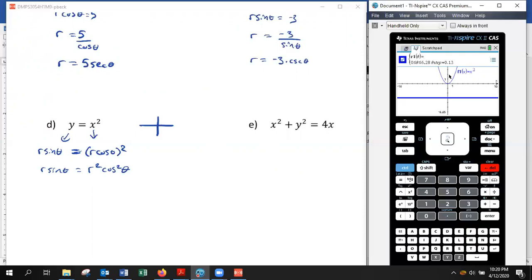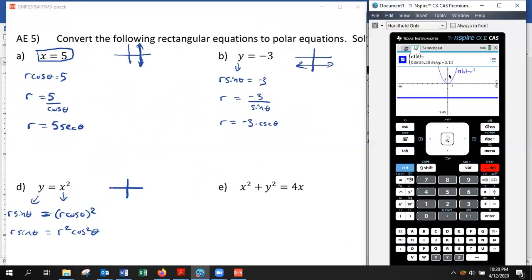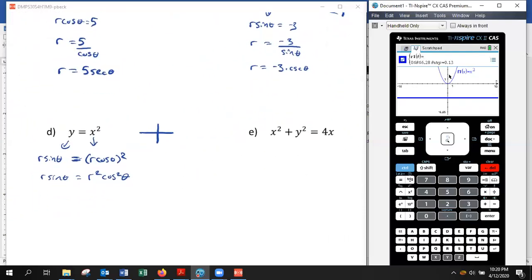Excuse me. Since I haven't encountered something like this before, what do I do? Well, the direction said solve for r where appropriate. So let's see if we can solve this for r. Notice if I divide by r, it makes life a little bit simpler. I have sine theta is r cosine squared theta. Now to solve for r, I need to divide by cosine squared.